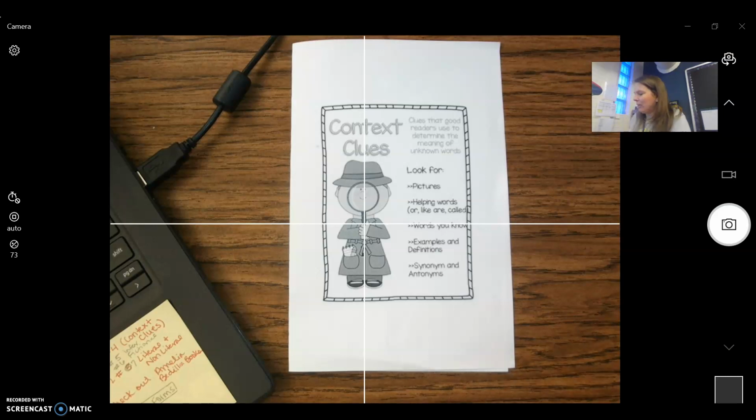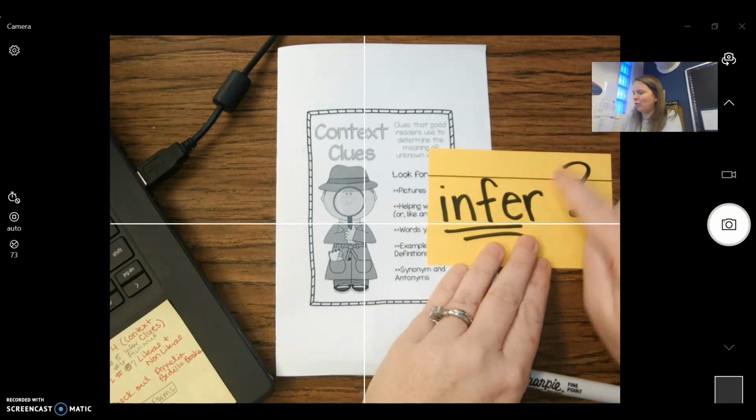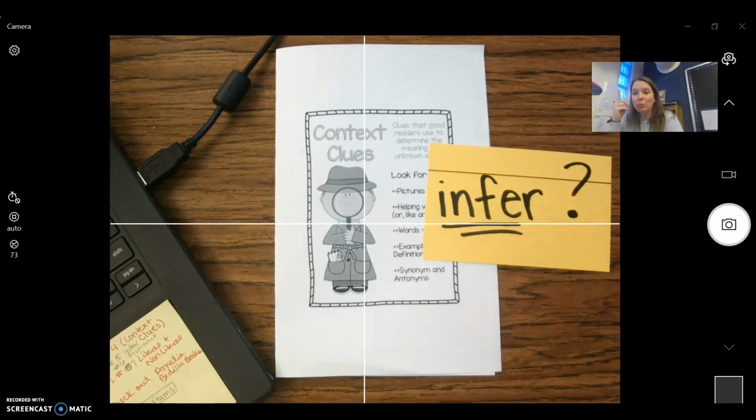And today we are going to be talking about what it means to infer. Miss Esther drew a big question mark here because when we infer, we have to think about what's happening already in our story. We have to think about what the author has already told us. We have to think about what characters are doing. We have to think about a lot of things.